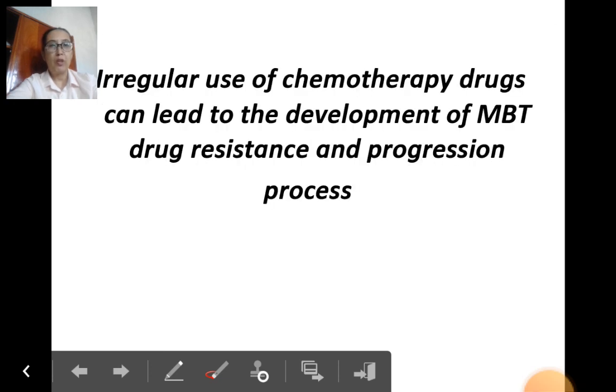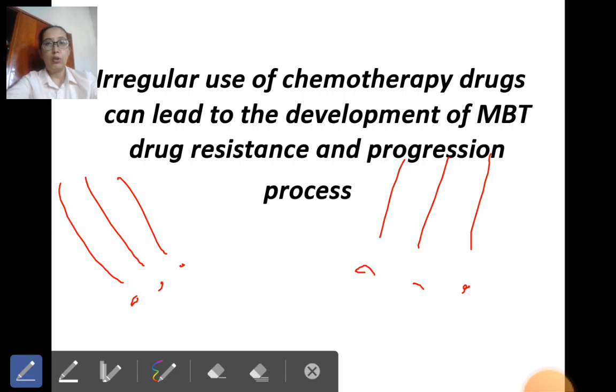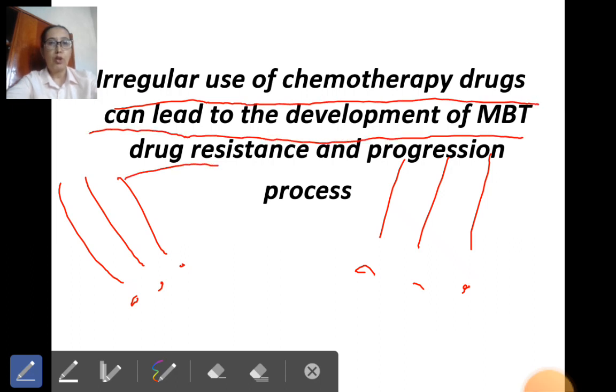Irregular use of chemotherapy drugs can lead to development of Mycobacterium tuberculosis drug resistance and progression of the process. It is very dangerous. All of you must know it, and that's why I want to draw your attention to this once more: irregular use of chemotherapy drugs can lead to development of drug resistance and progression of the process.